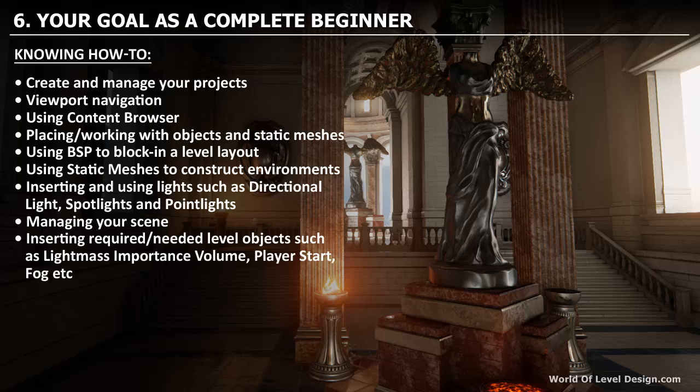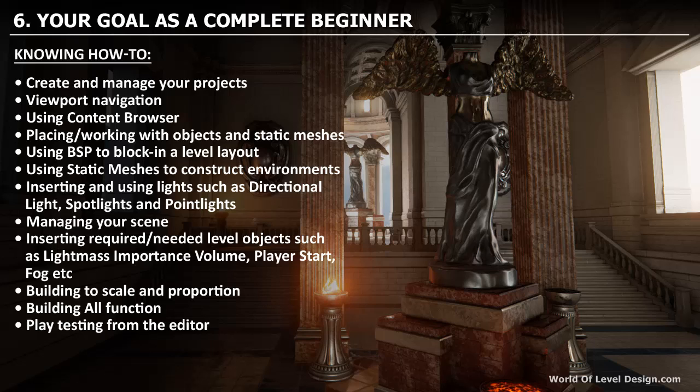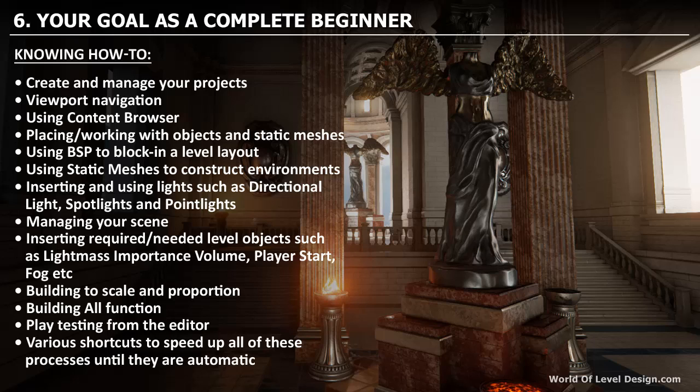Know which objects or actors are required to be a part of your environment, such as a lightmass importance volume, a player start, fog. You will also need to know how to build your environment to correct scale and proportion. This is extremely important. And how to build your entire environment or render it. Also, you'll need to know how to playtest from inside the editor and use various shortcuts that can speed up your workflow and make your environment creation process a lot faster.